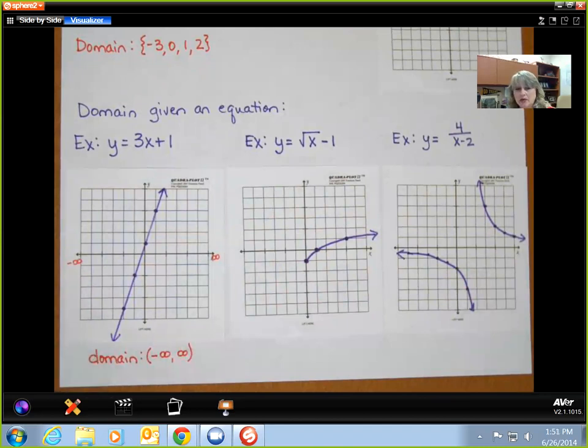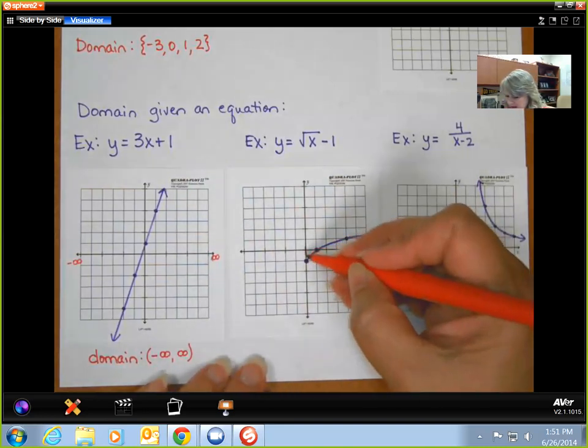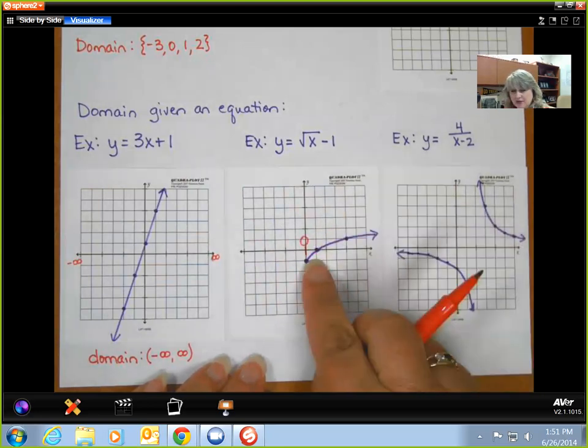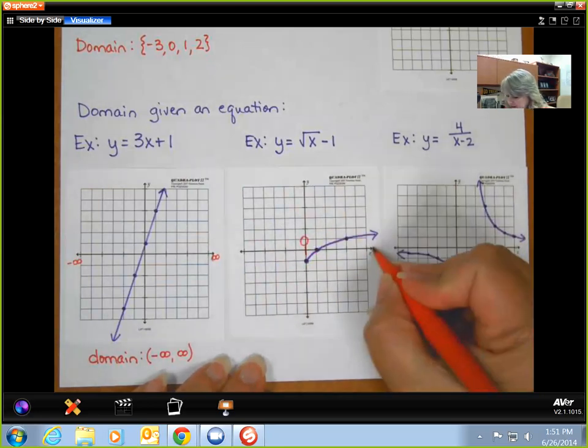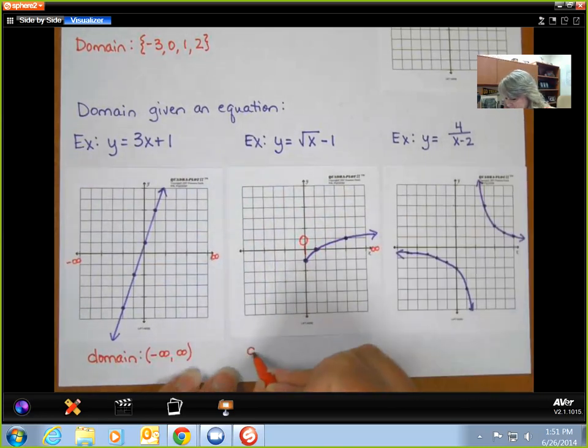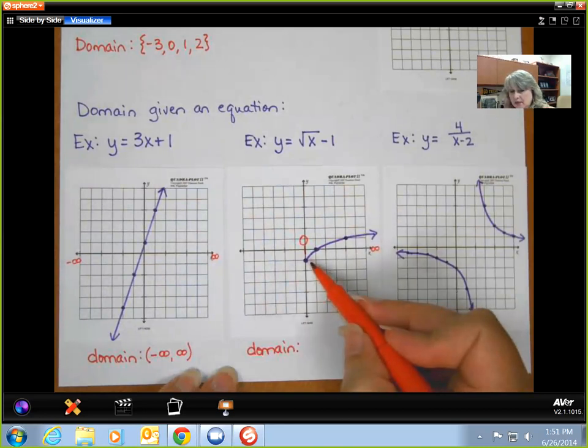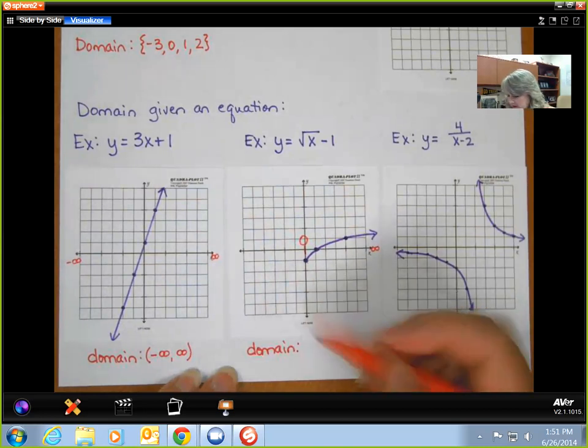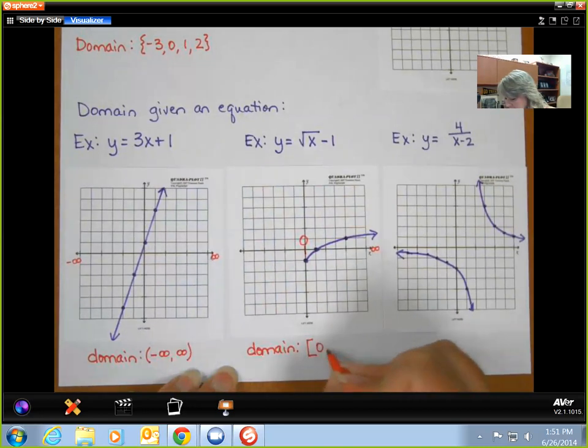Okay, the next example is y equals the square root of x minus 1. Again, you always read a graph from left to right. You think, where does the graph begin and where does it end? Notice this graph begins when x is at 0. Then it goes forever to the right to infinity. So when we write our domain, we're going to write it starts at 0, and since 0 is an included value, we're going to use a bracket, and it goes forever to the right to infinity.